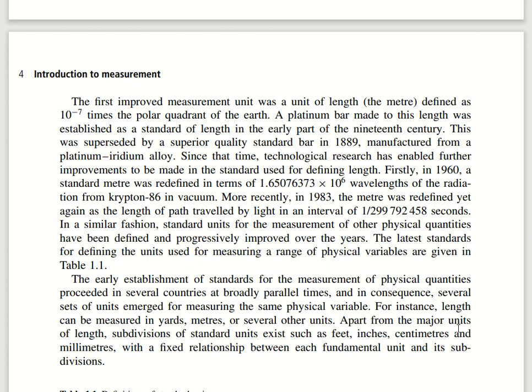Like arm's length. And if you're in astronomy or sky watching, you can even measure distance with the use of your fingers, right? We measure angles with the use of the fingers. If you're an astronomer, you would know that. So there is a fixed relationship between each fundamental unit and its subdivisions.